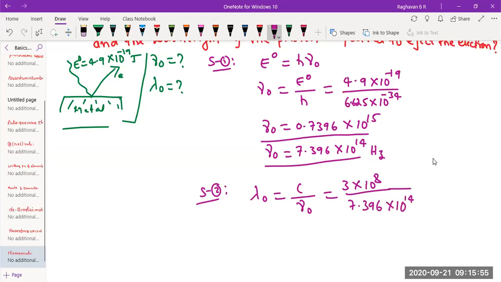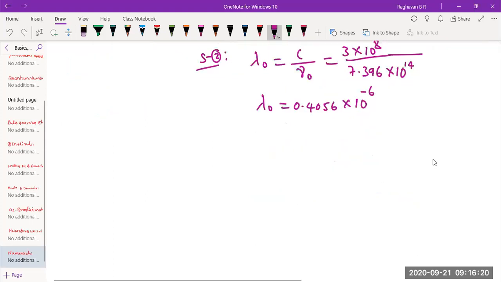Threshold wavelength. Come on. 0.4056 into 10 raised to minus 14, and it will be 6 minus 6, 10 raised to minus 6. Now left hand, sir, right hand decrease.